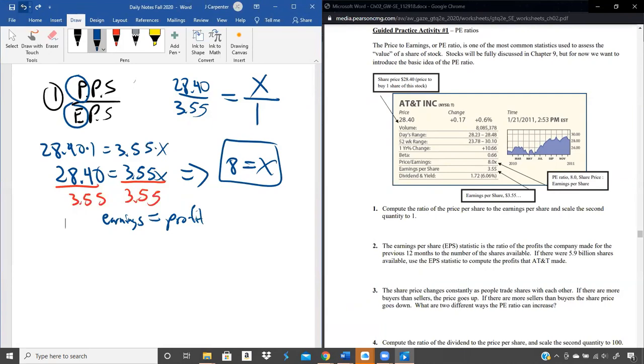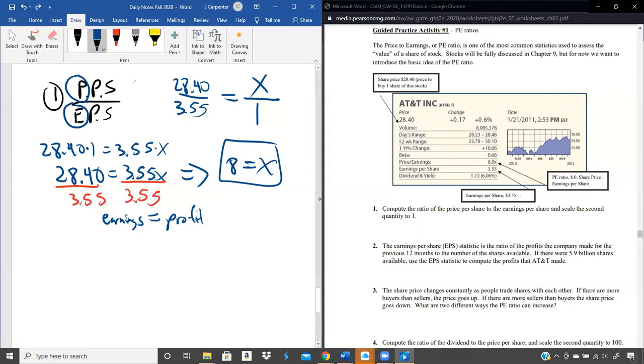So this company's profit margin is not in this chart or table or whatever you want to call it anywhere. It's not in there. There's nothing that says the company's profit. But if we know how many shares of the company are available and we know the earnings per share, we are able to calculate this.